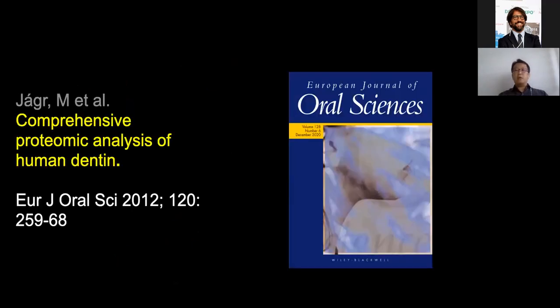And if you really want to look at what are the components in the tooth, please look at this article. This is one of the most comprehensive proteomic analyses of dentine. There are 400 different types of proteins, if I remember correctly, and some of the key proteins play a very big part subsequently in mineralization.